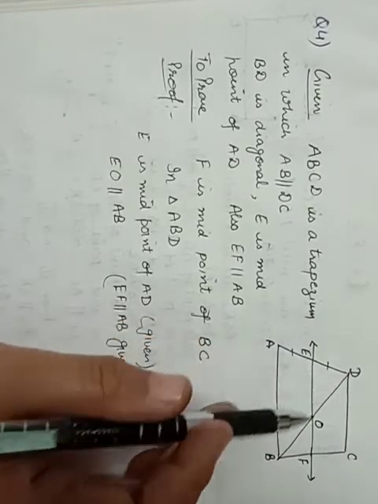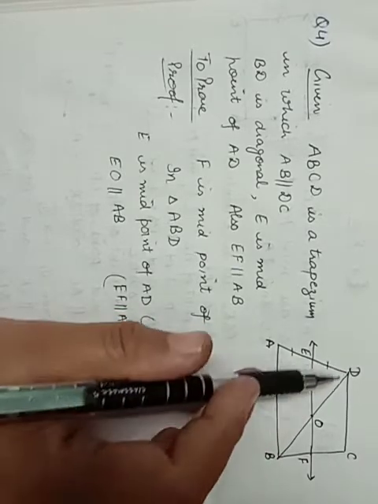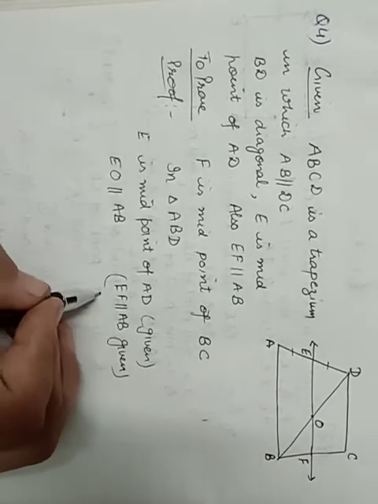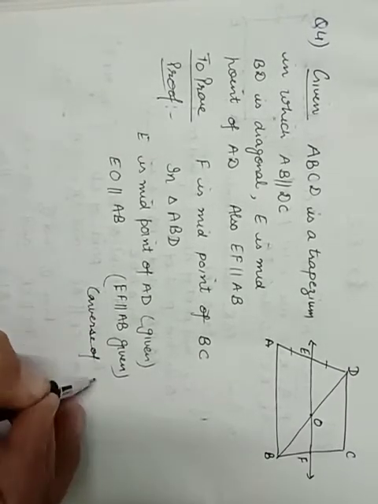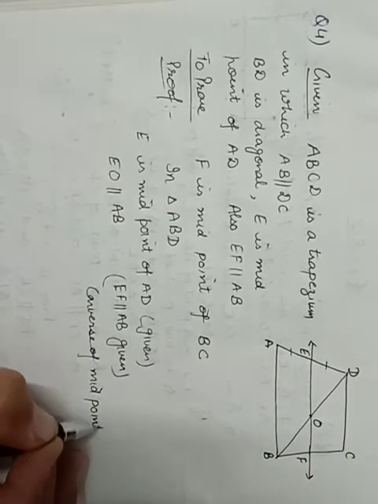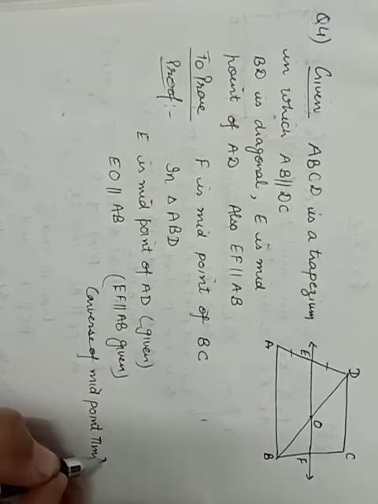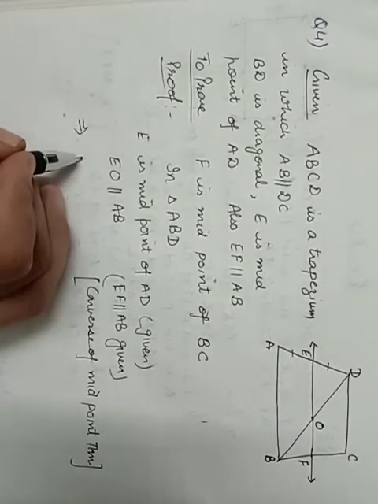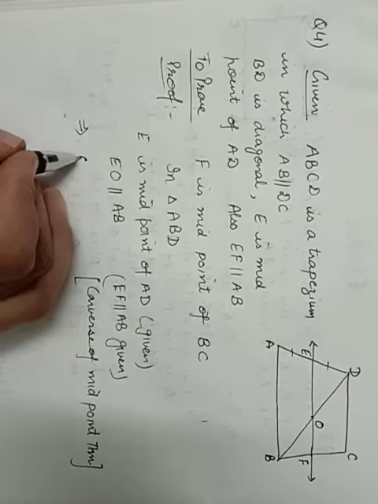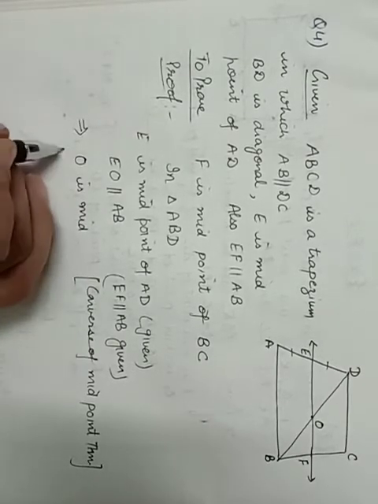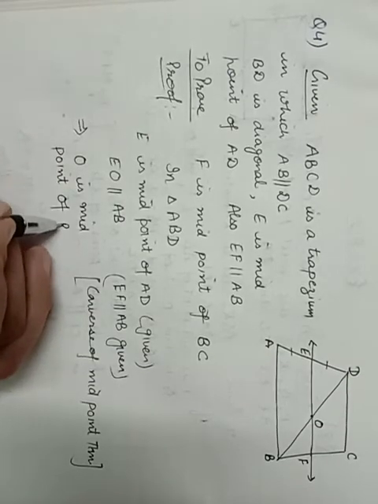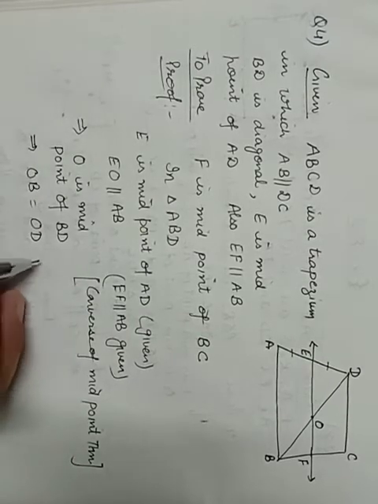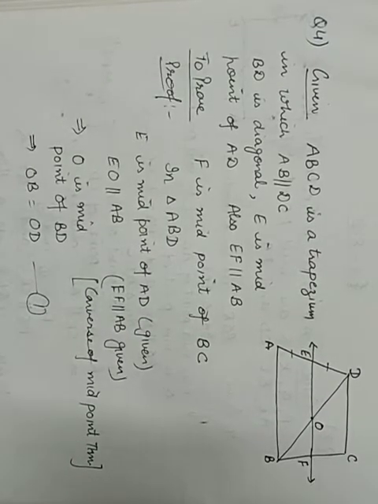Then by the midpoint theorem, by the converse of the midpoint theorem, this line joining is the midpoint of the third line. The converse of the midpoint theorem states that then it is the midpoint of the third side, meaning O is the midpoint of BD. This implies OB is equal to OD. Call it equation number 1. Clear up to this point?